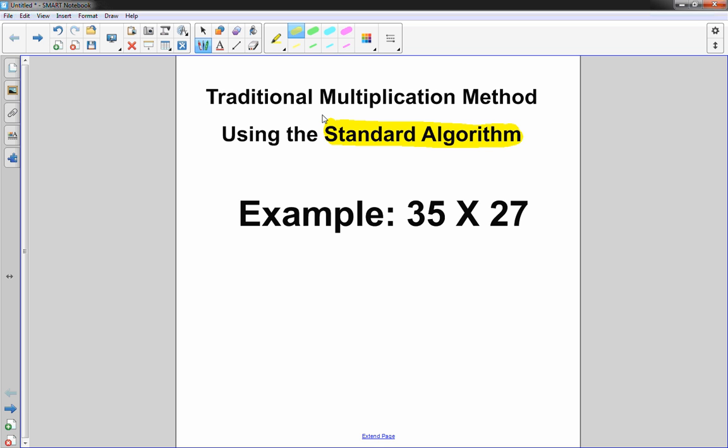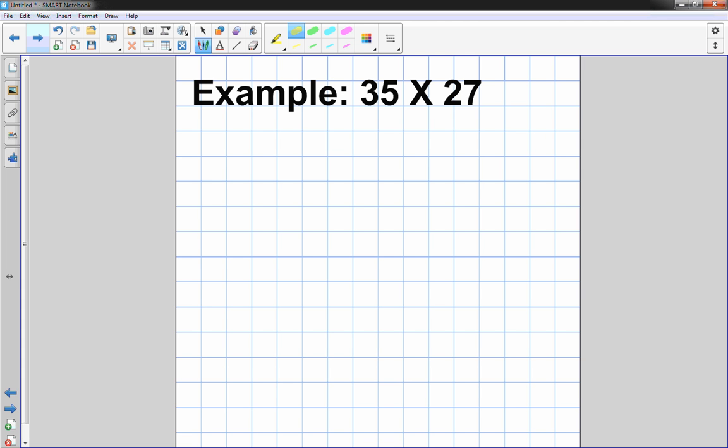So I'm going to take 35 times 27. And one thing that I try to teach my students is to use graph paper because it lines up the numbers by place value really, really well. I'll show you how I do that. 35 and 27. I'll put the multiplication sign there and draw a line here.